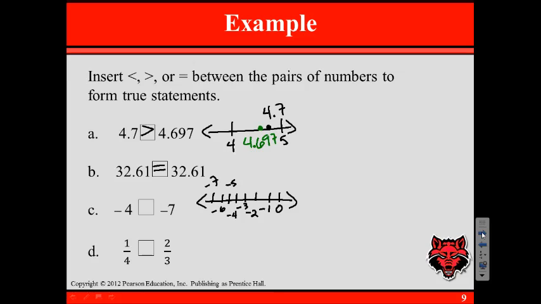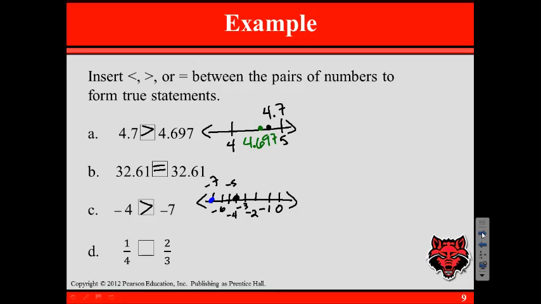So we will put one dot at -4, put another dot at -7. And we see that -4 is to the right of -7. So -4 is actually greater than -7. Remember that when you were dealing with negative values, the larger number behind the negative sign, the further to the left that number will be.